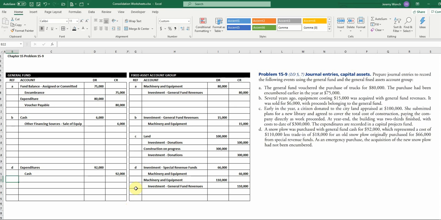Then in the fixed asset fund, we want to reverse out the equipment that we traded in. That was machinery and equipment originally purchased for $66,000, and the source was the special revenue fund. Then we record what we actually bought, which was machinery and equipment for $110,000, and the source of that was general fund revenues.